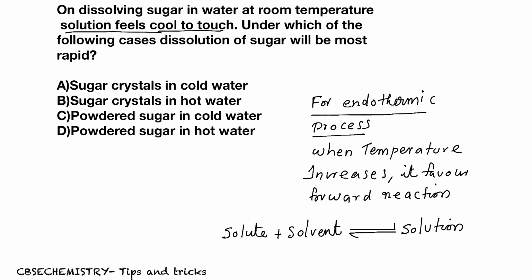Now, when you heat it or when you are using hot water, what will happen? Temperature is actually increasing, right? It favors the forward reaction, which means more and more solute starts dissolving in solvent, and you will get more and more solution. Correct? So hot water favors more and more dissolution. So what is our right answer? Powdered sugar in hot water.